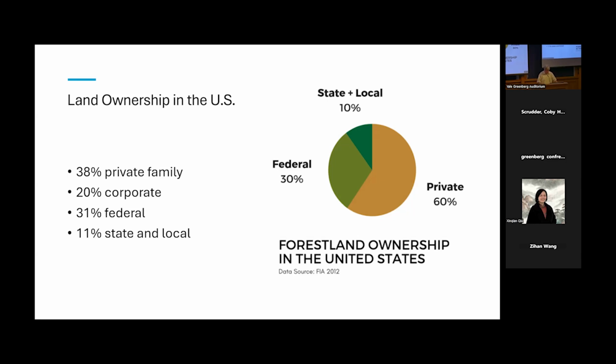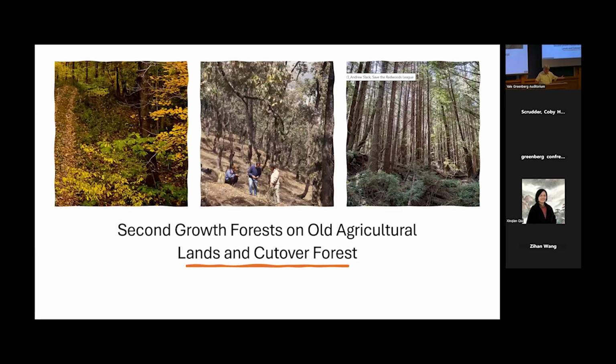20% is corporate. 31% is federal, US Forest Service, and 11% is state. The US, this is all transformed land, either cut over, as in this is old agricultural second growth forest. Much of our forest is second growth, about 150 years. Guess what? It's 150 years old because 150 years ago, it looked like that mess that you saw. It's recovered.